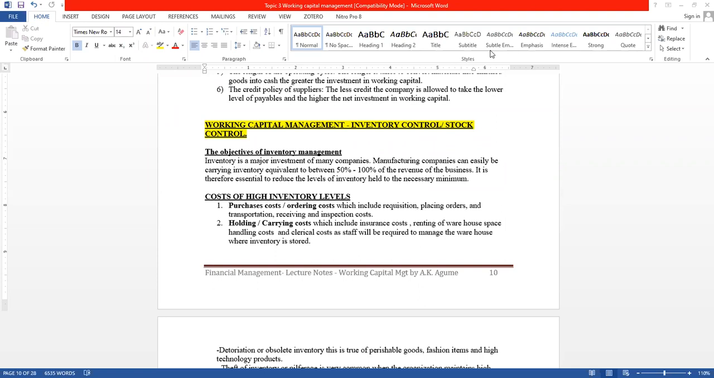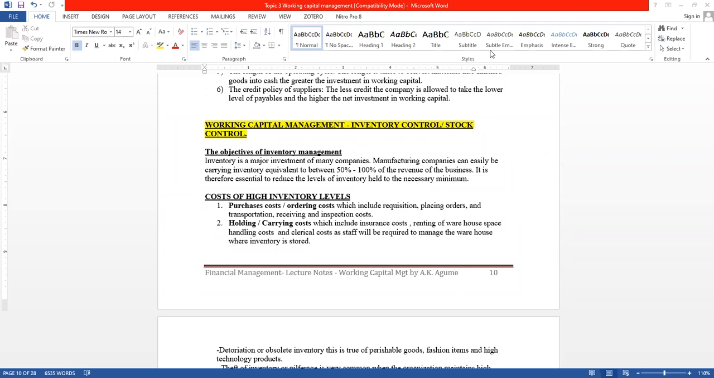okay? And these costs, of course, include the requisition, placing of orders, transporting, receiving, and inspection. Then you also have the costs of holding or carrying costs. And these may include insurance, of course, renting of warehouse space or stores, and handling costs, because in most cases you also spend on clerical staff to manage the stores.